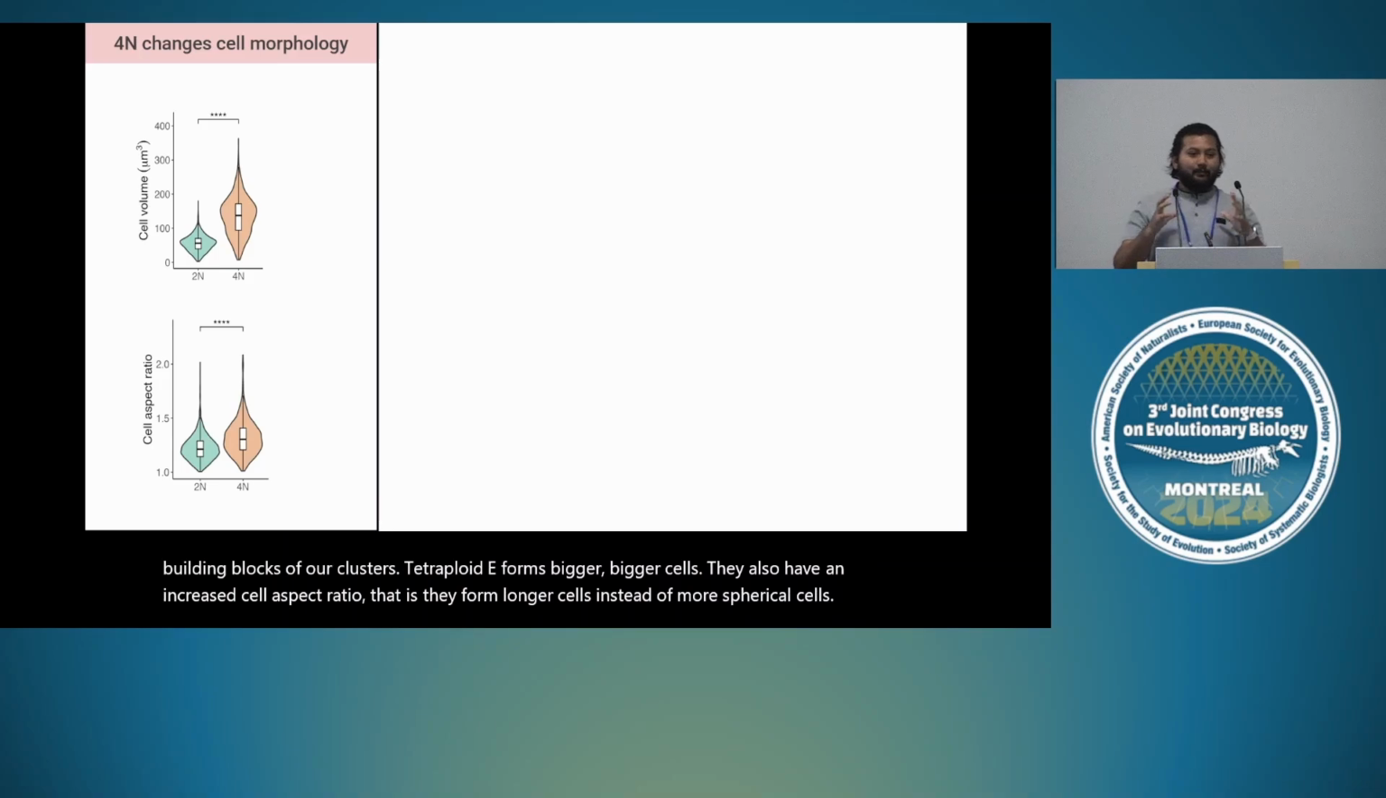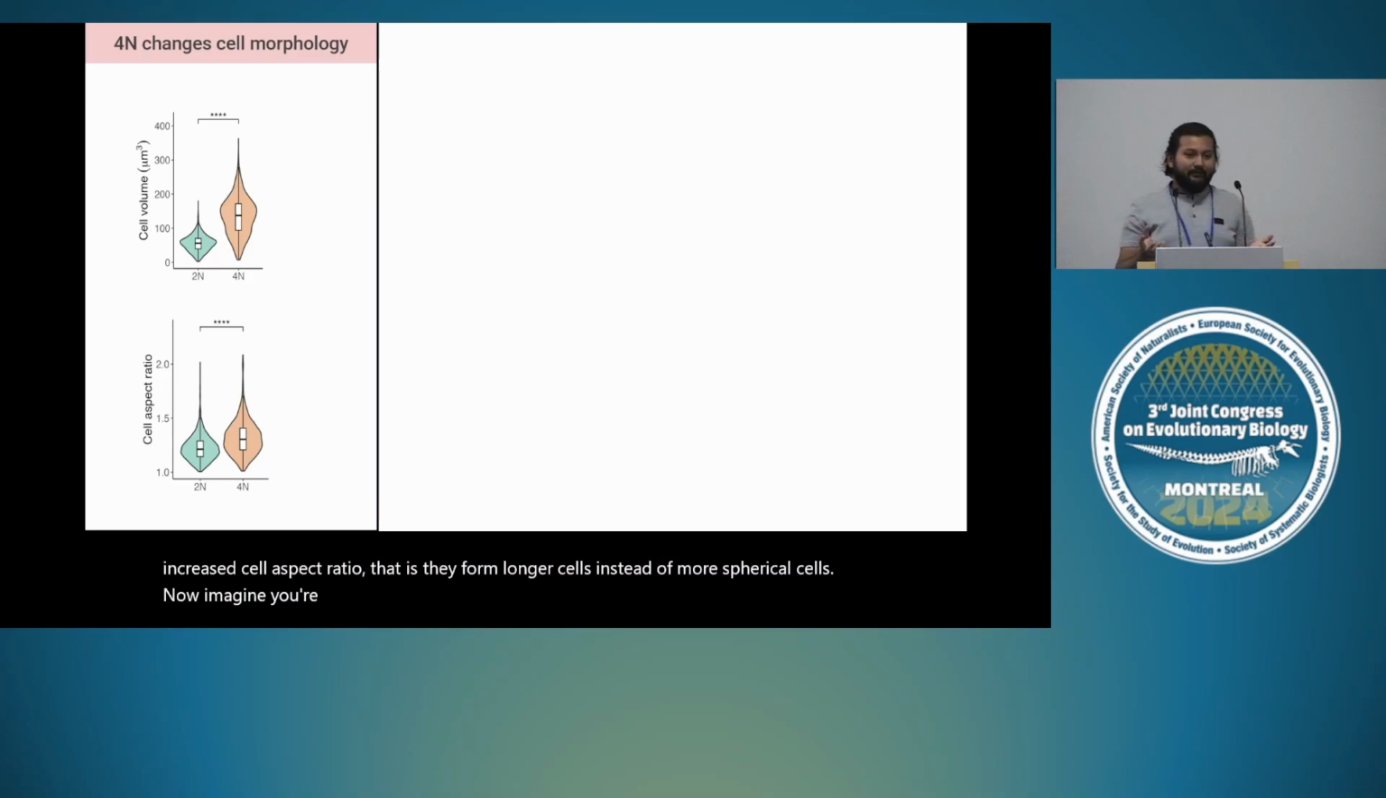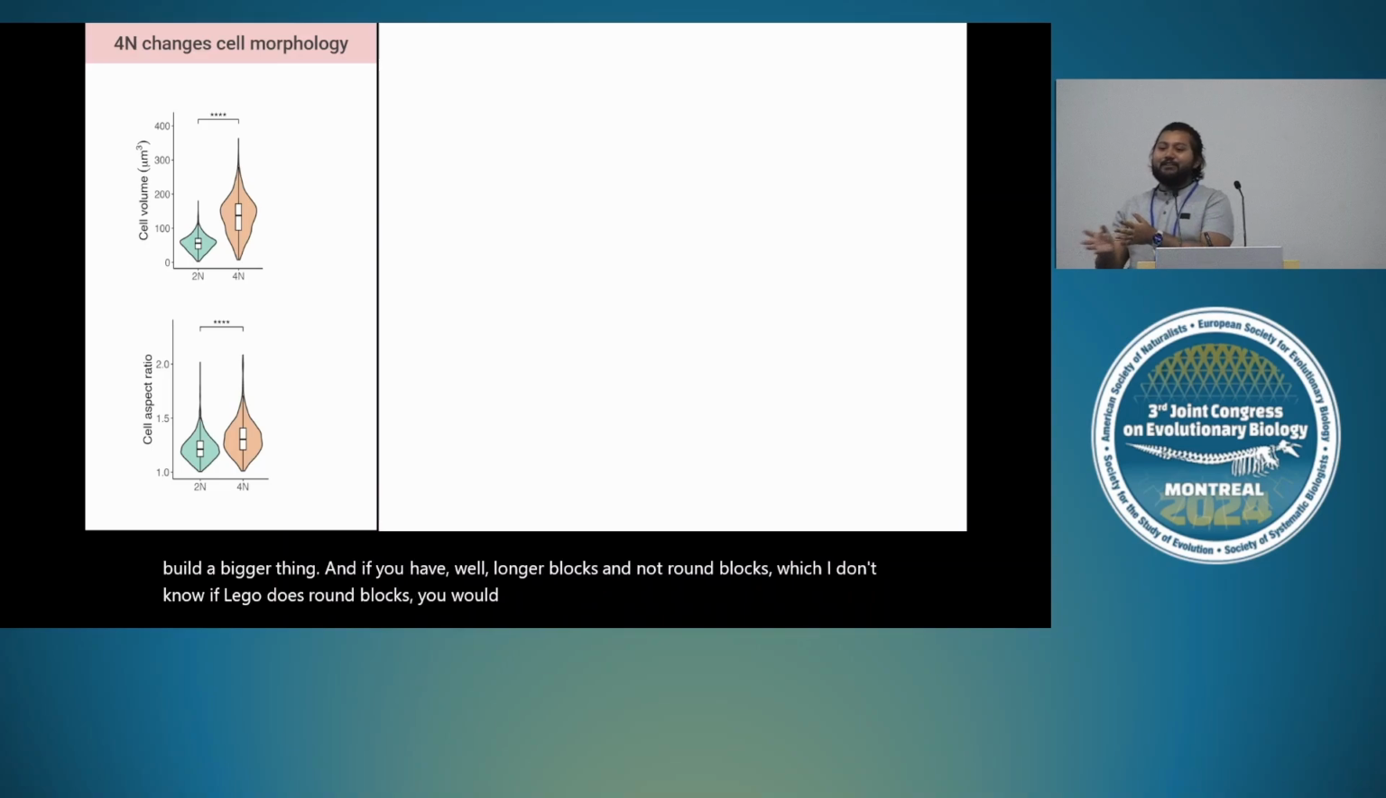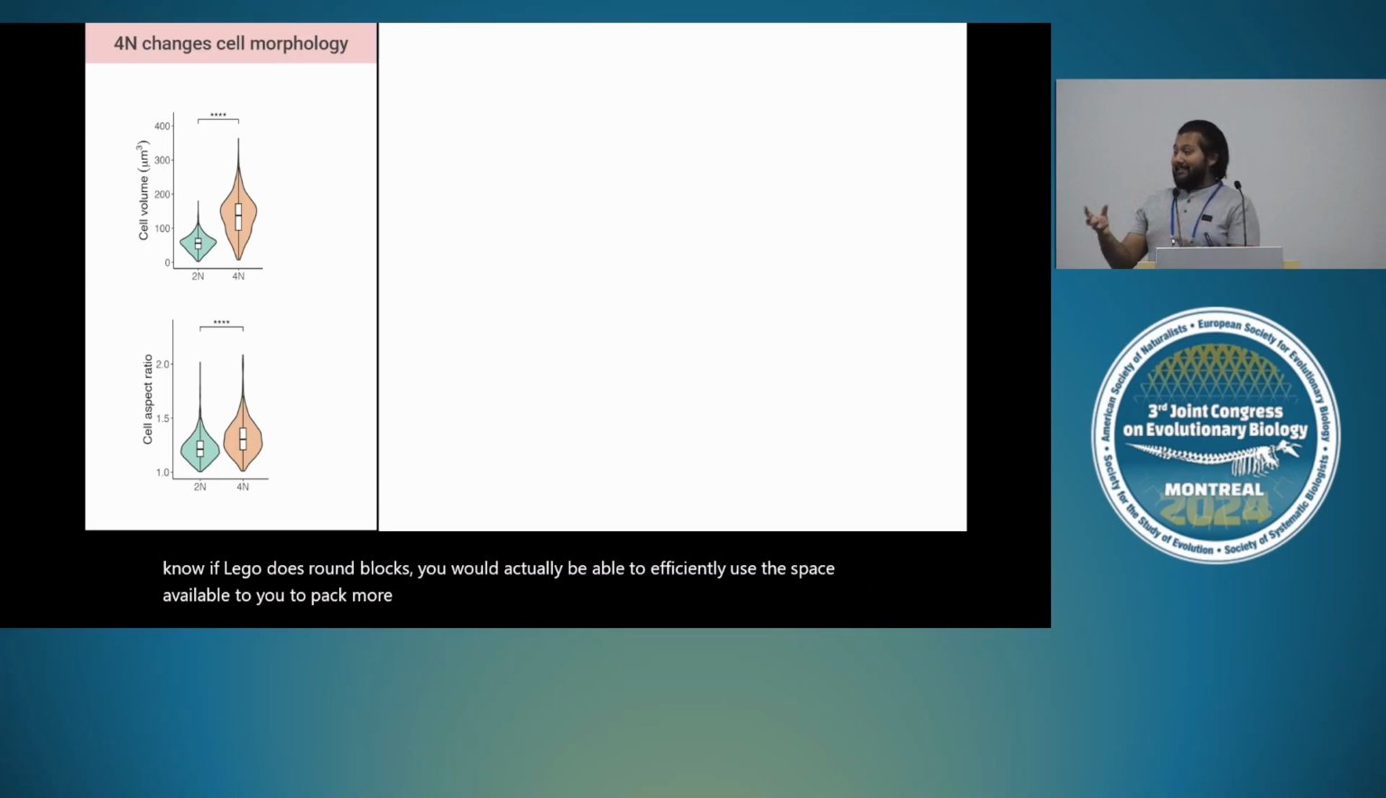Now imagine you're building a thing made out of Lego. If you have bigger blocks, you would build a bigger thing. And if you have longer blocks and not round blocks, which I don't know if Lego does round blocks, you would actually be able to efficiently use the space available to you to pack more cells, essentially allowing our clusters to not only grow big, but grow to a much larger size before they have to physically fracture.